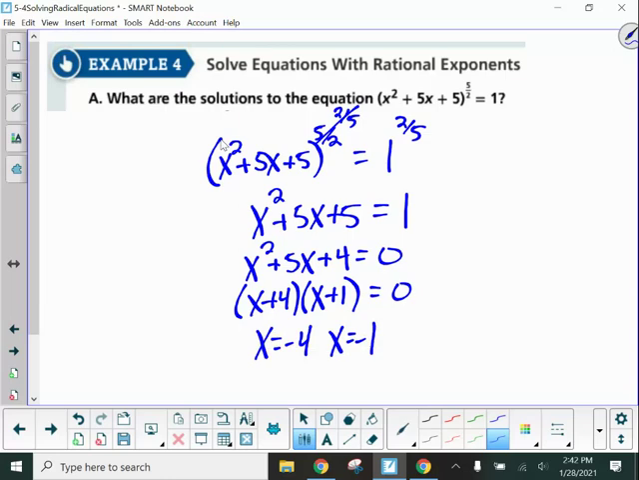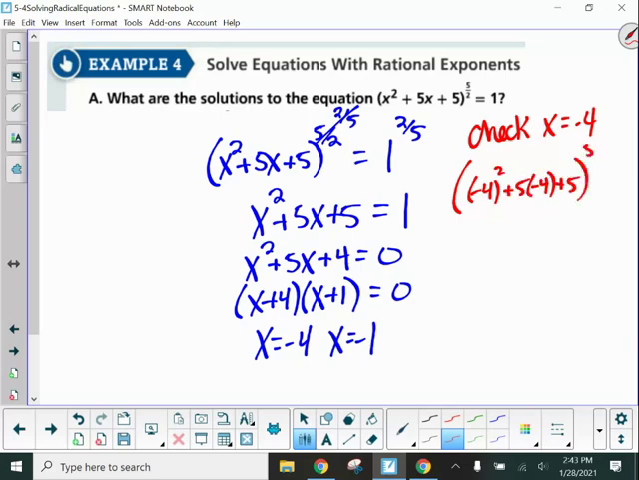Now, just like with everything else, we do have to check those and make sure that they both work in the equation. So if I check the x equals -4, I have -4 squared plus 5 times -4 plus 5, raised to the 5/2 power. I'm going to see if that's equal to 1. So this is going to be 16 minus 20 plus 5. That gives me a positive 1, so that does check out, which means -4 is a solution.